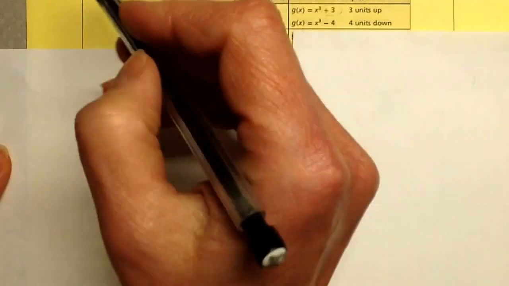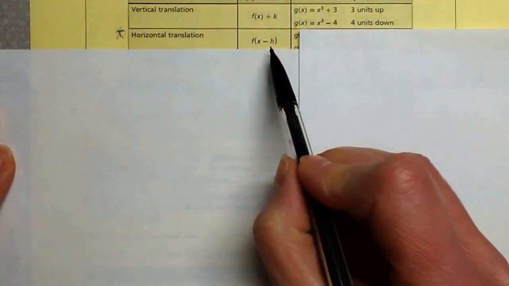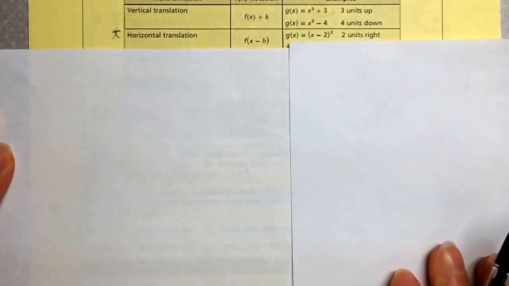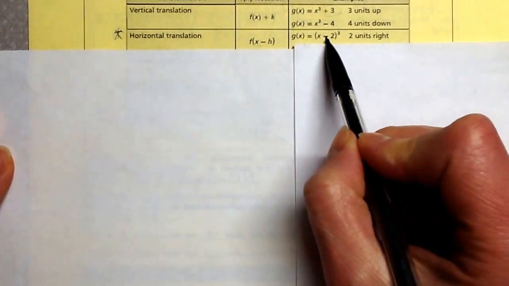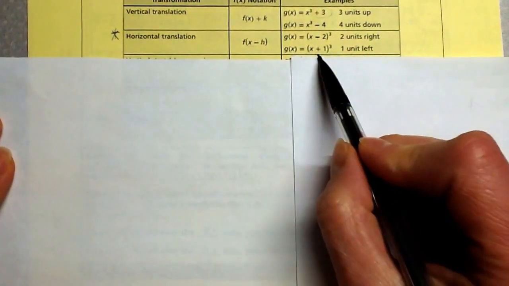If we want to do horizontal transformations, remember these are the ones you have to watch out for, so put a little star next to that one. Horizontal transformation happens inside the parentheses with the x, and it's opposite of what you think. If you want to move 2 units to the right, you're actually going to subtract inside the parentheses. If you want to move 1 unit left, you add inside the parentheses.